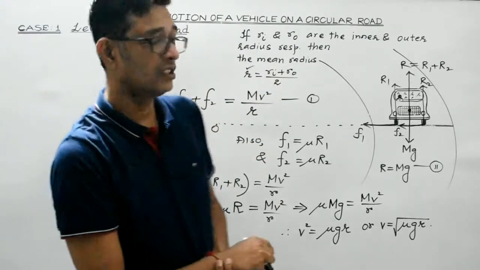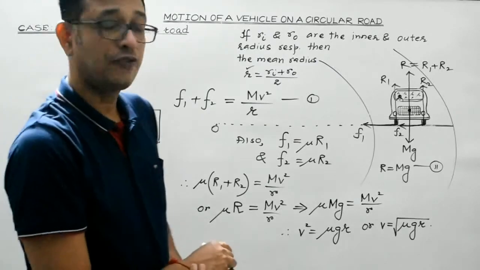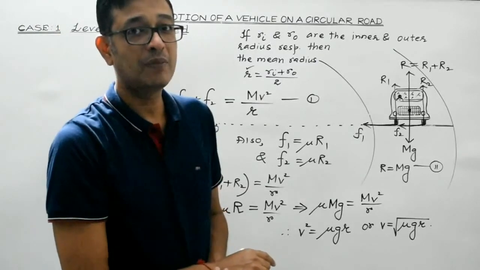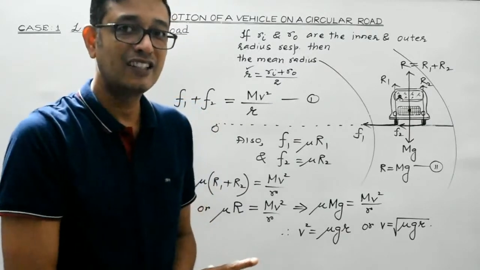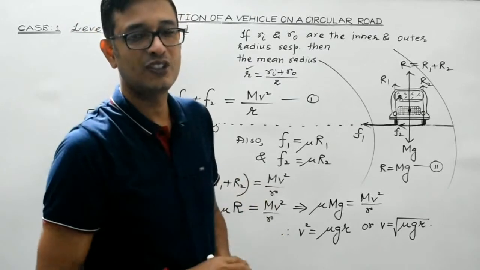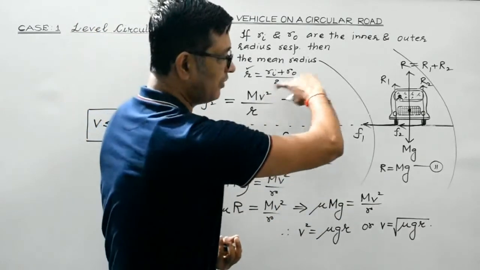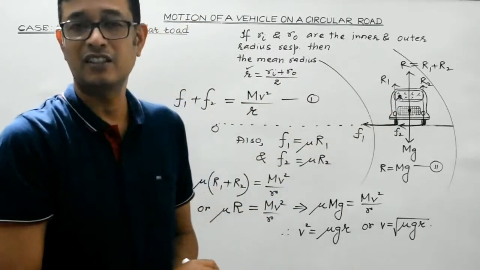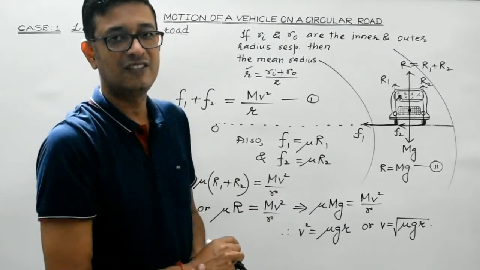So again I repeat, students, the most important point to be noted is that the force of friction that exists between the tire and the road surface provides the necessary centripetal force, right? And it is this centripetal force which enables the vehicle to take a circular turn, or which enables the vehicle to execute the circular turn.